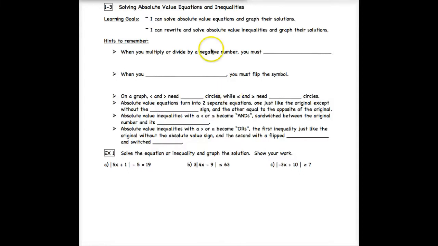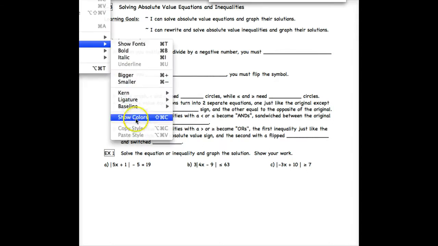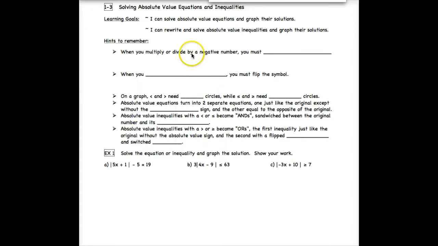All right, we're reviewing some important stuff that we learned in Algebra 1, but I want to make sure you've got before we jump right in. Sorry, I'm showing my colors here. I know you can see that.